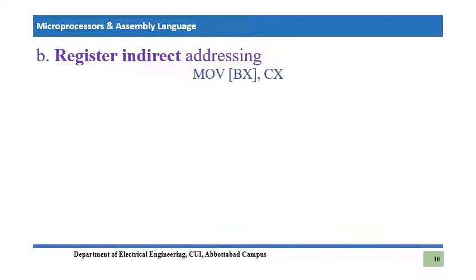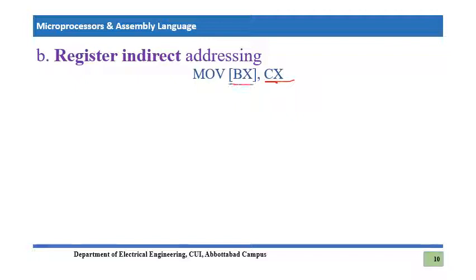This is a normal example of register indirect addressing mode, that is MOV [BX], CX. Look, we have to deal with this very carefully. Is this a memory operand? No, it is not a memory operand. It is simply a register, which is the counter register, or CX register.